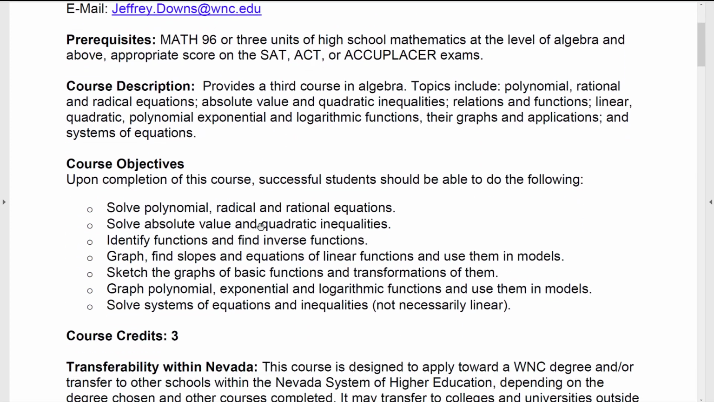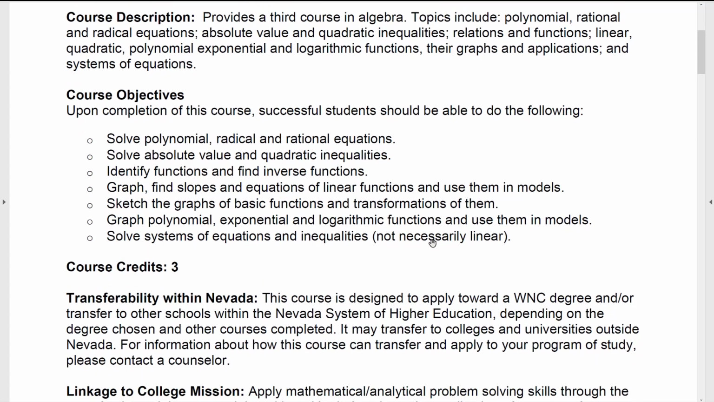Okay, course objectives. Upon completion of the course, successful students should be able to do the following: solve polynomial, radical, and rational equations, solve absolute value and quadratic inequalities, identify functions and find inverse functions, graph, find slopes and equations of linear functions and use them in models, sketch the graphs of basic functions and transformations of them, graph polynomial, exponential, and logarithmic functions and use them in models, solve systems of equations and inequalities, not necessarily linear. That'll be towards the end of the course. I think that's chapter 5.